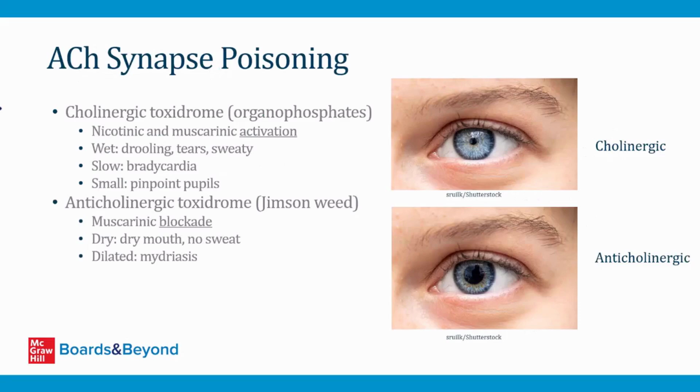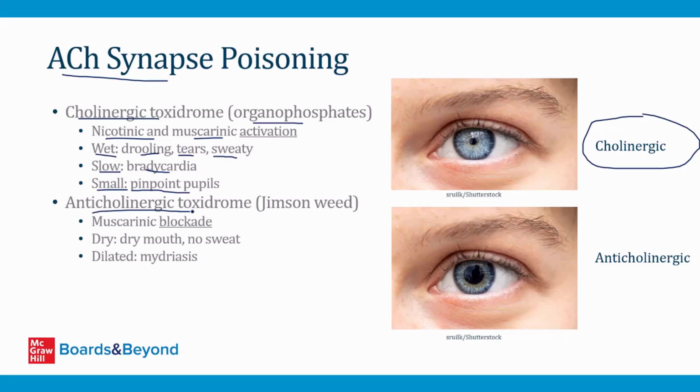So I don't know about you guys, but when I was a student, I always got confused between cholinergic and anticholinergic toxidromes. So in this slide, I've summarized the two different types of acetylcholine synapse poisoning. So a cholinergic toxidrome is classically caused by organophosphates, and that leads to nicotinic and muscarinic receptor activation. So these patients are wet, they're drooling, they have teary eyes, they're sweaty, they're slow, they have bradycardia, and they're also small, meaning they have pinpoint pupils, like what I've shown right here on the slide.